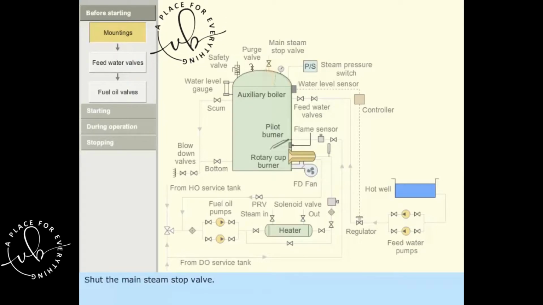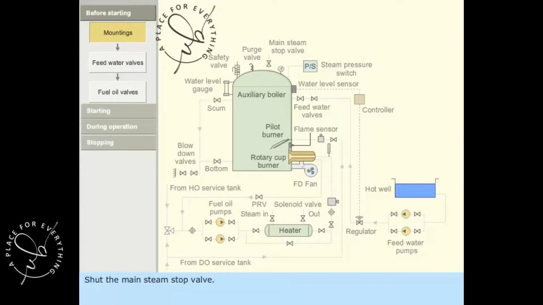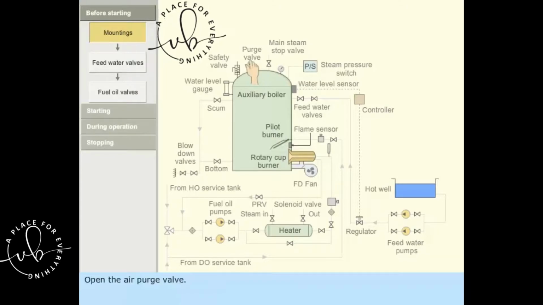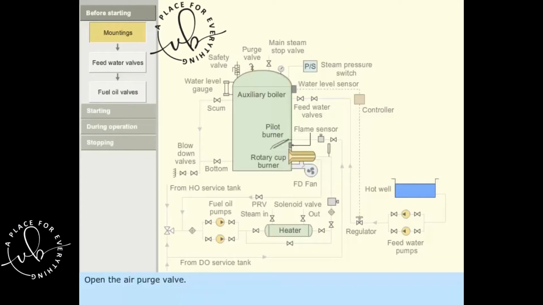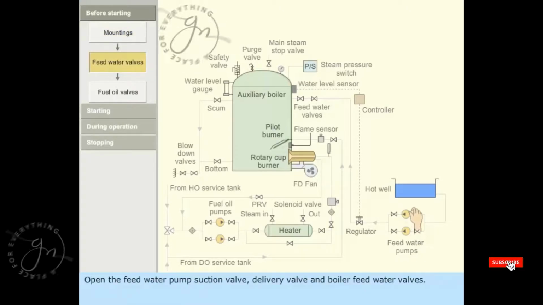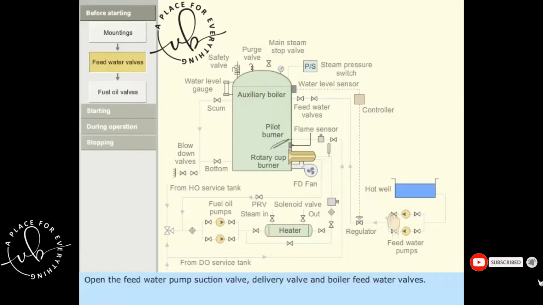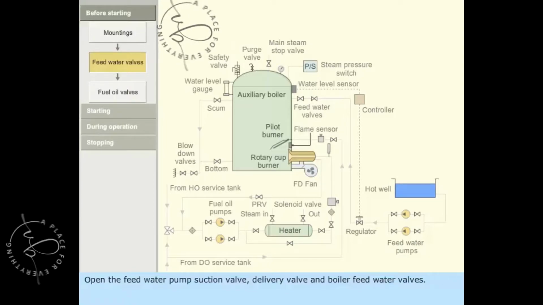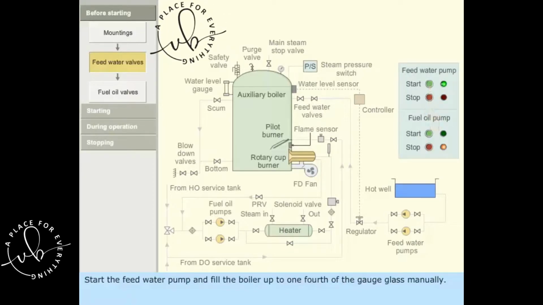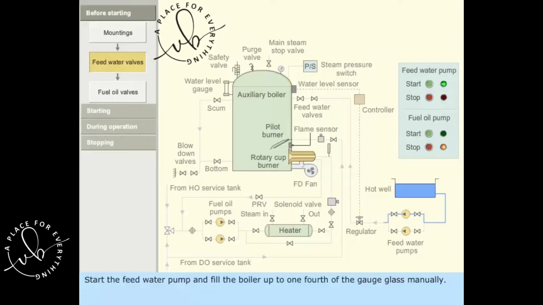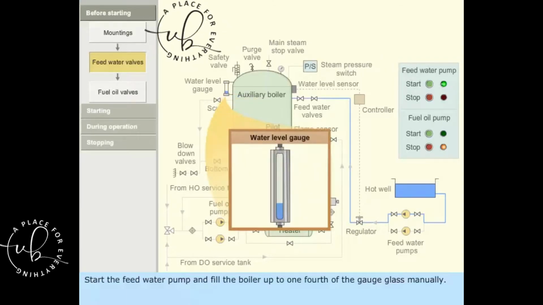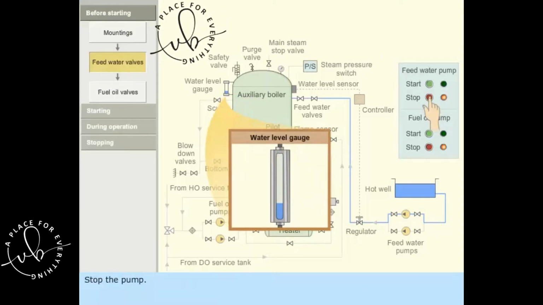Shut the main steam stop valve. Open the air purge valve. Open the feed water pump suction valve, delivery valve, and boiler feed water valves. Start the feed water pump and fill the boiler up to 1/4 of the gauge glass manually. Stop the pump.